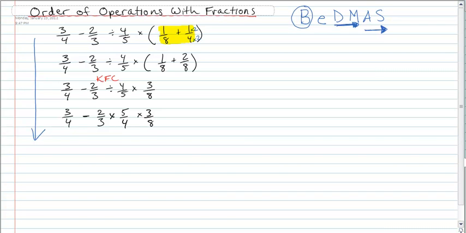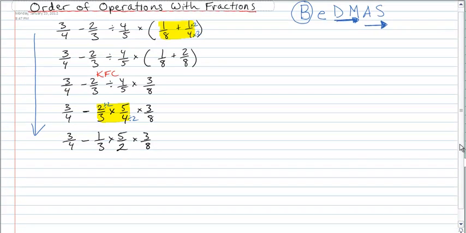Okay, so we're going to do the multiplication next, right here. Okay, and it's order from left to right, so I'm not going to do 5/4 times 3/8 yet. I'm just doing this first one. And I'm going to reduce this before I do this. I can divide by 2 here and divide by 2 here, which is going to give me 3/4 minus 1/3 times 5/2 times 3/8. I'm just working down.